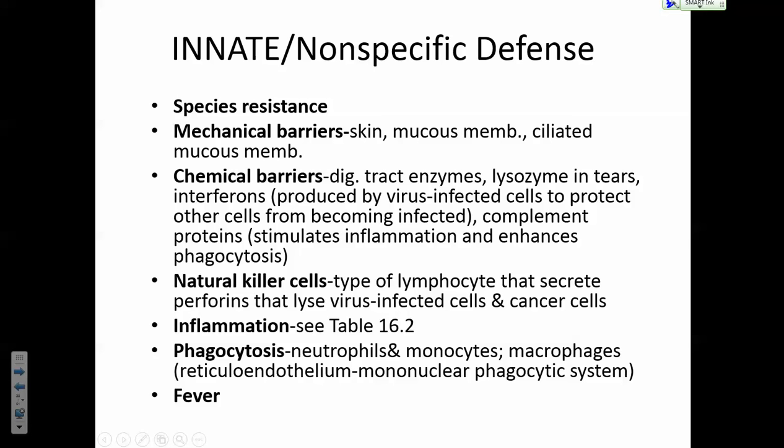In your tears, you have an enzyme that fights bacteria. Not one kind of bacteria, lots of bacteria, to help prevent bacterial infections of the eye. It's called lysozyme. It's in your tears. You have chemicals produced by cells that are infected by a viral particle, and these chemicals are called interferons, and they prevent another one of your cells from being infected by viruses. So they kind of help prevent viral infections.